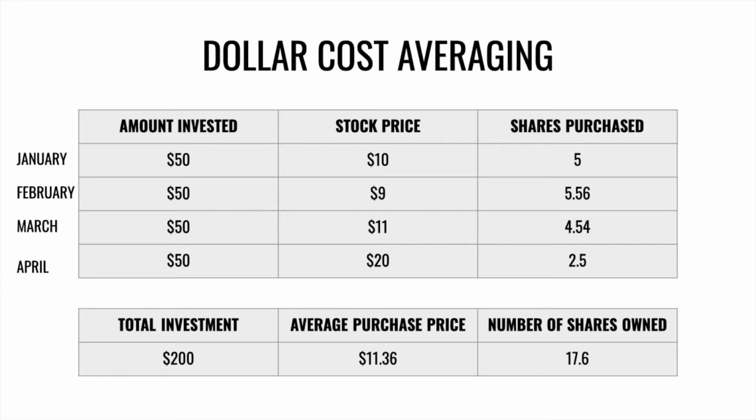Now April 1st has come around, so my total investment during those 4 months was $200, just like I had planned. The number of shares that I own of XYZ is based on adding up the number of shares that I bought each month. So in January I bought 5 shares, February 5.56 shares, March 4.54 shares, and April 2.5 shares. When I add all of those together, I find I now own 17.6 shares of XYZ. Now we have to find out, though, what is my purchase price of these shares?